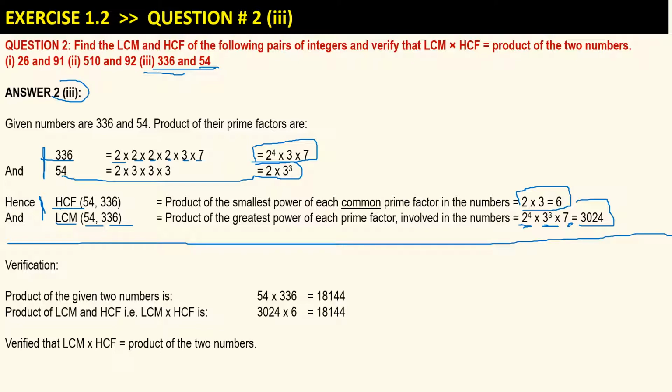So LCM and HCF has been found out, but now let's do the verification part. So we see that the two numbers given to us are 54 and 336. Their multiplication when done, we get 18,144. And if we were to multiply the HCF and the LCM of the two numbers, we will get again 18,144. So these two numbers are same. So we can say that we have verified that the LCM when multiplied by the HCF gives us the product of the two numbers.